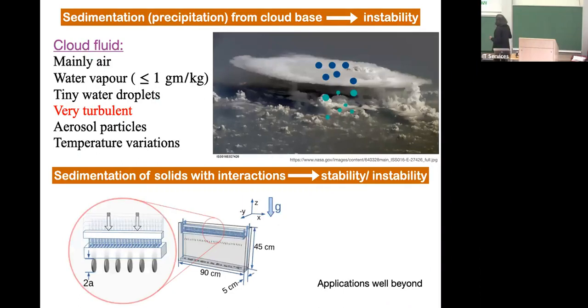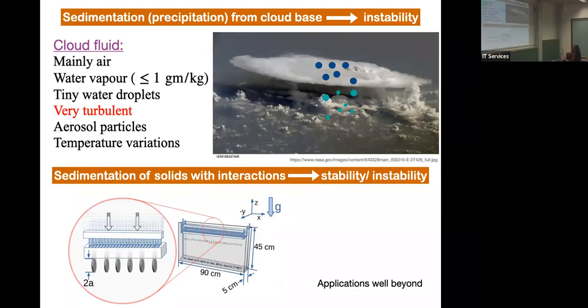So I'll be talking about two different things which look unconnected, but I'll try to explain how they're both relevant in similar situations. The first is sedimentation, namely rain, precipitation of little droplets coming down from a cloud base. Can you see those blue things? Is it visible at the back? Yeah. So basically raindrops falling out of a cloud base.